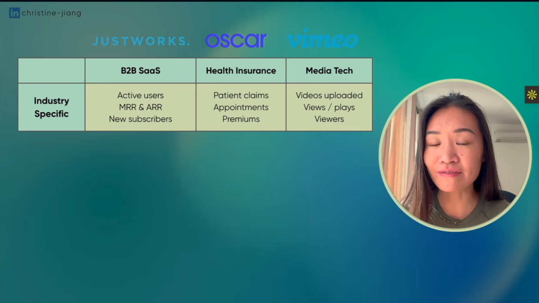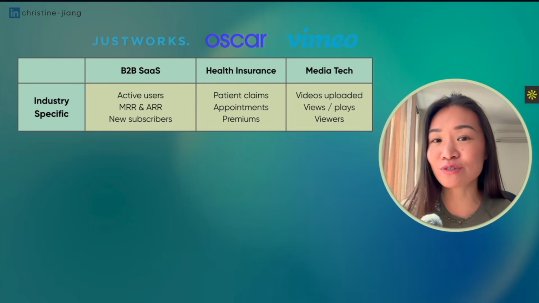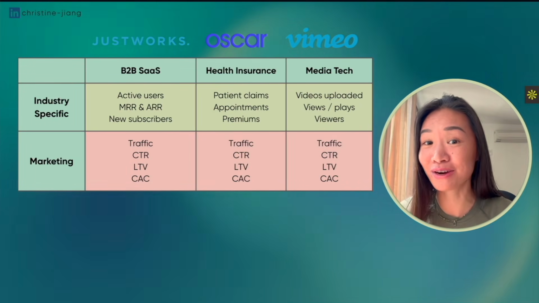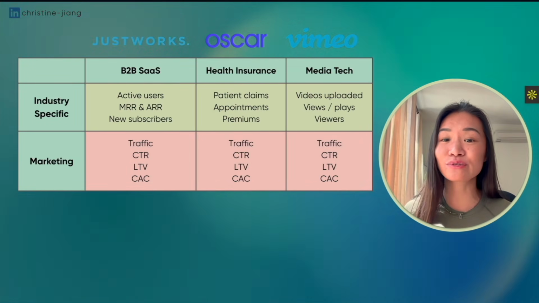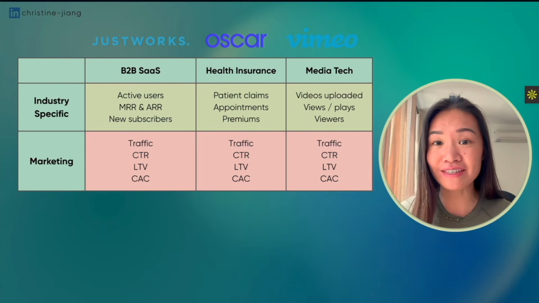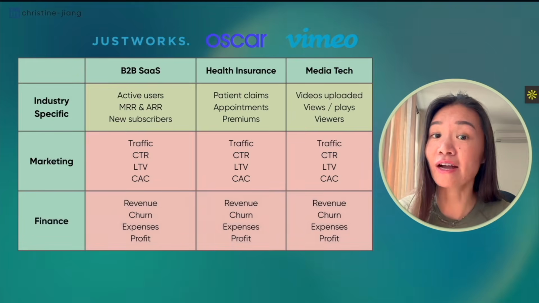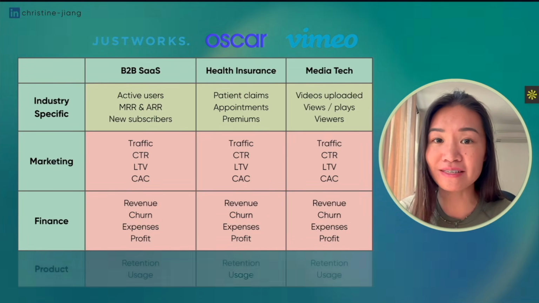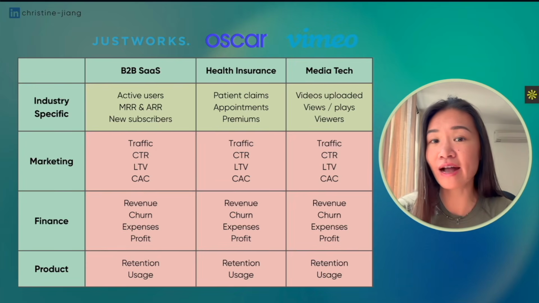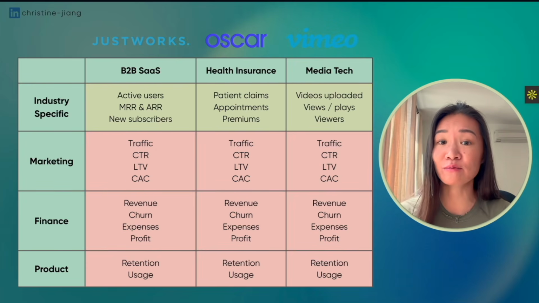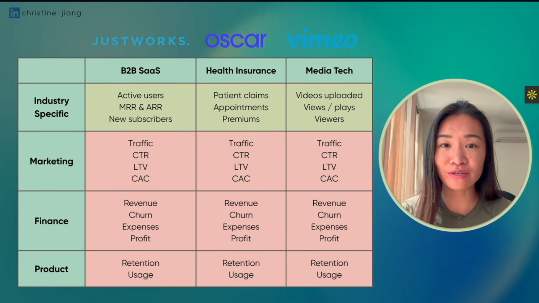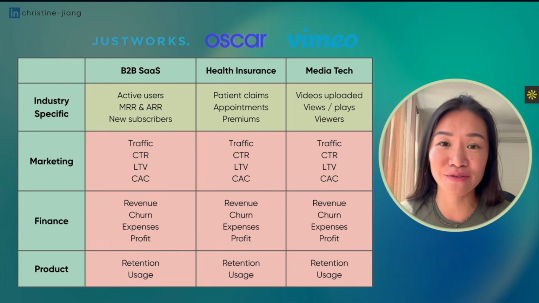So within each of these different companies, they have their industry-specific metrics. Now here's the good news. Every one of these companies has a marketing team, which is going to be tracking values like traffic, click-through rate, LTV, and CAC, or customer acquisition cost. They all have a finance team, which tracks numbers like revenue, churn, expenses, and profit. And they also have their own version of a product team, which is going to track values like retention. So how long are subscribers or users actually staying on the platform, and usage. What features do they use and how long do they use them for?